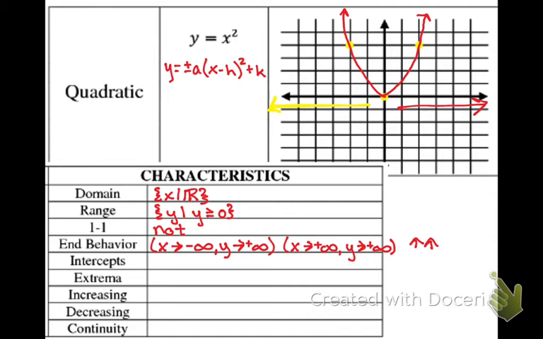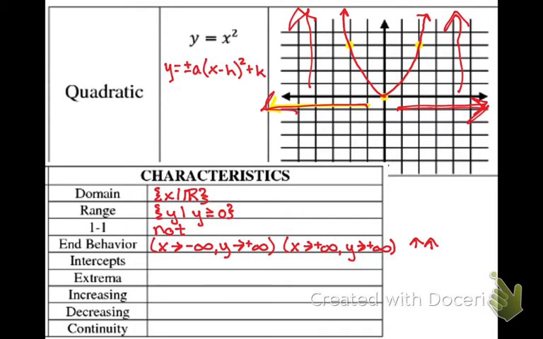Wait, explain this to me. How are you doing this? How am I doing what? The end behavior. Okay, as x goes out to negative infinity, what are my y's doing? Okay. As x goes to positive infinity, what are my y's doing?